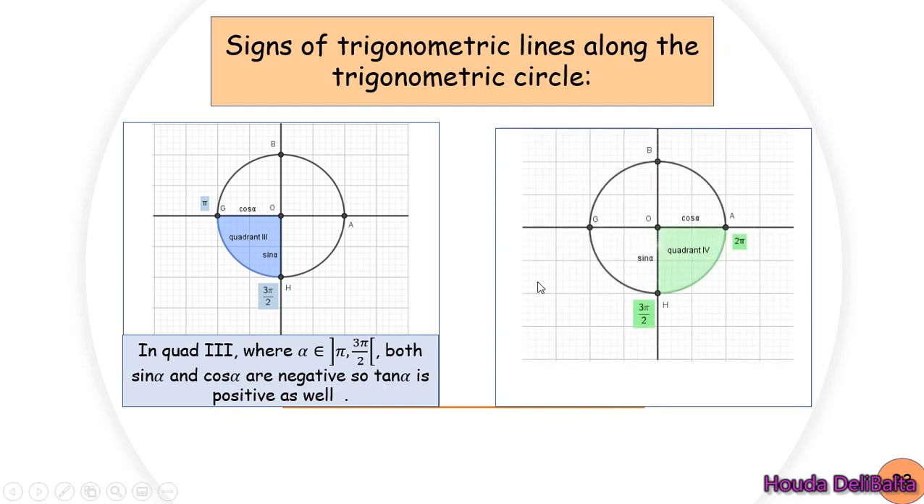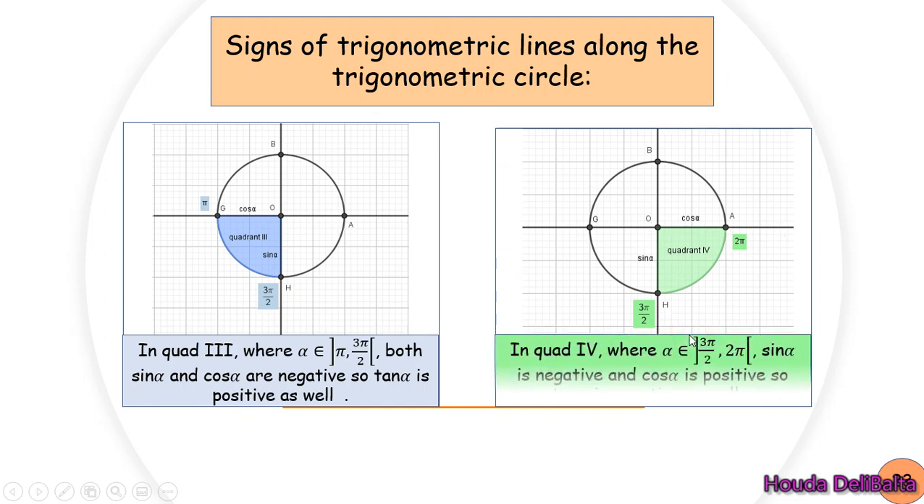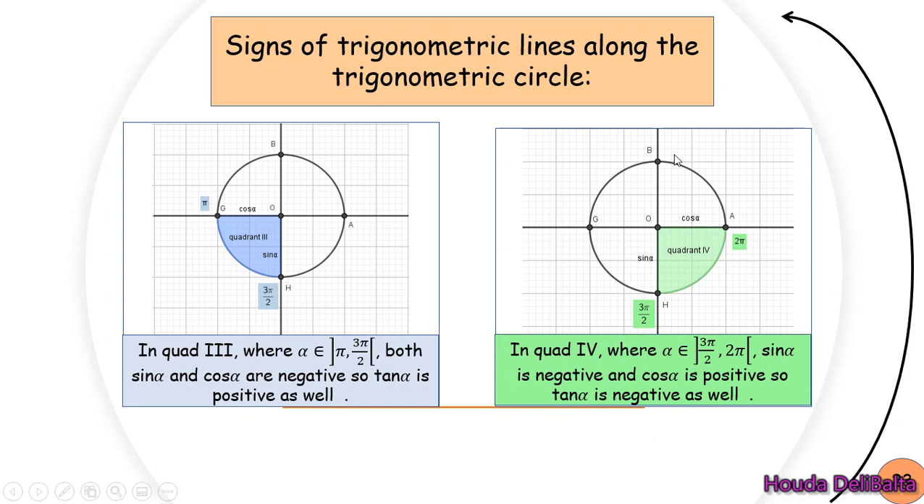And finally here is quadrant 4, where cosine alpha goes to the right, then it is positive, and sine alpha goes downwards, then it is negative. So whenever an angle alpha belongs to quadrant 4, between 3 pi over 2 and 2 pi, between 270 and 360, then sine alpha is negative, cosine alpha is positive. So as a result, tangent alpha is dividing a negative by a positive, then it will be negative. And again, keep in mind that we are moving in the positive anti-clockwise direction.